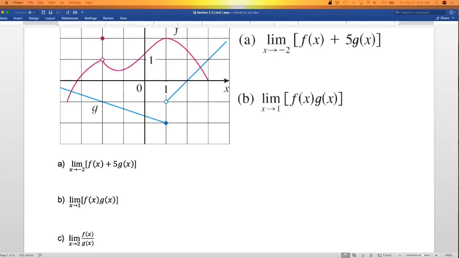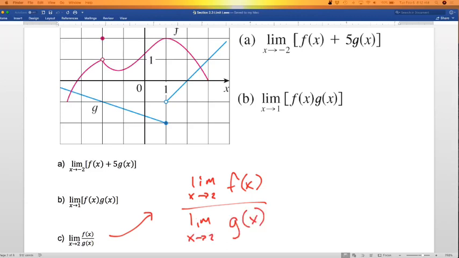Now, we might have to approximate here. So first of all, let's split this using law 5 into the limit as x approaches 2 of f of x over the limit as x approaches 2 of g of x. Now, we should be able to look at this and say, okay, I'm going to have to approximate for f. That's not so bad. But I'm going to have a problem when I look at g. What's my problem?